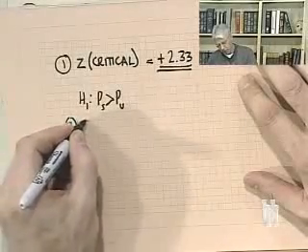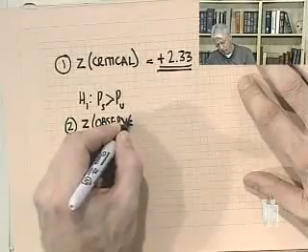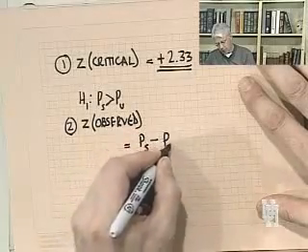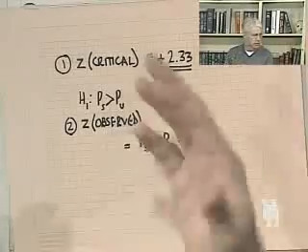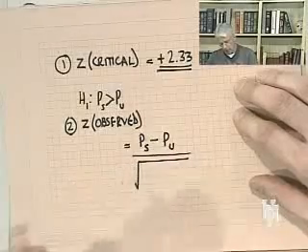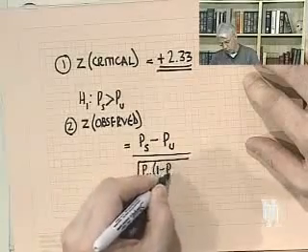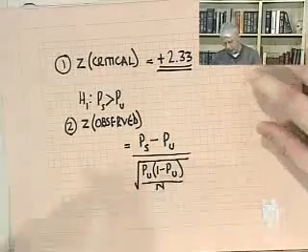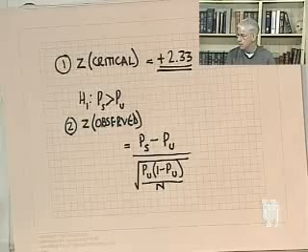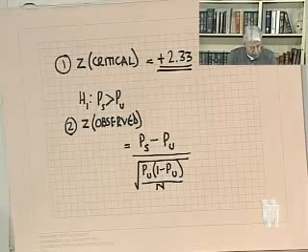We now have to simply compute the observed or obtained value of Z. That is given by the formula P subscript S minus P subscript U, the equivalent of X bar minus mu, divided by the standard deviation of the sampling distribution of sample proportions, which is the square root of P subscript U multiplied by 1 minus P subscript U, divided by N. What is P subscript S here?